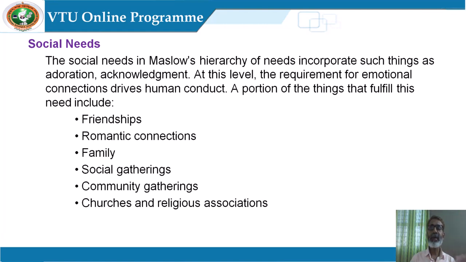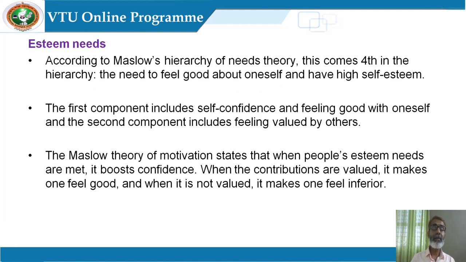Now you are looking at the outside world, that is the society, that is the third level needs according to Abraham Maslow, they are social needs. I hope you are with me and able to understand what I am trying to explain. So once you achieve the social needs, the next level is the esteem needs.